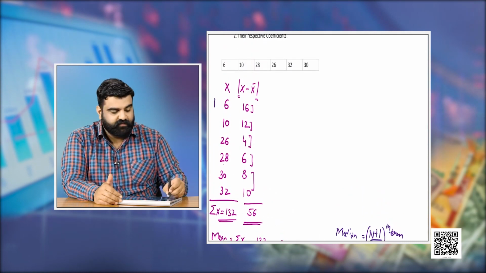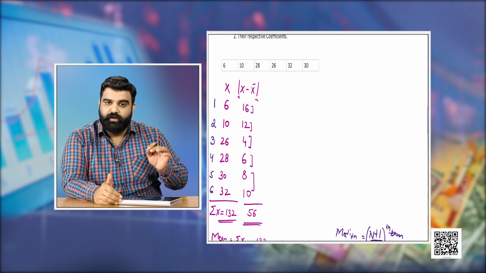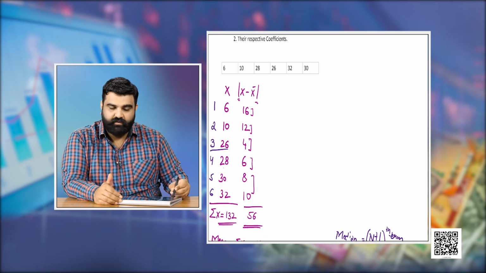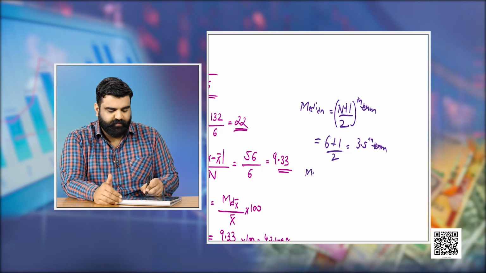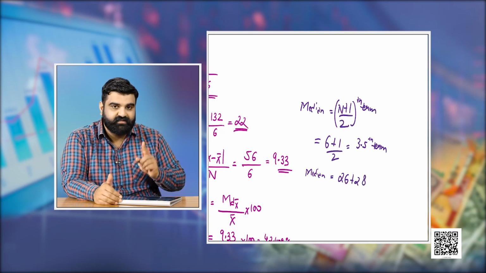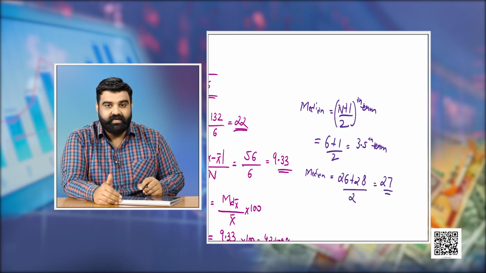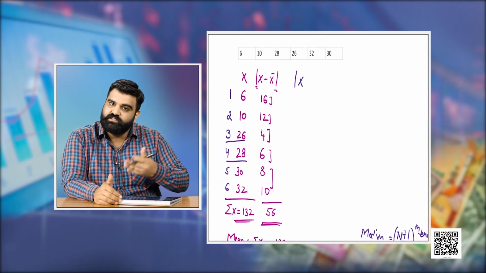The first term is 6, the second term is 10, third term is 26, fourth is 28 and fifth and sixth respectively. So, because I have to calculate the 3.5th term, I will have to take the average of the third and the fourth term. So, median would be the average between 26 and 28, because 26 is the third term and 28 is the fourth term. So, let us divide by 2, I will get the answer as 27. This is the median.